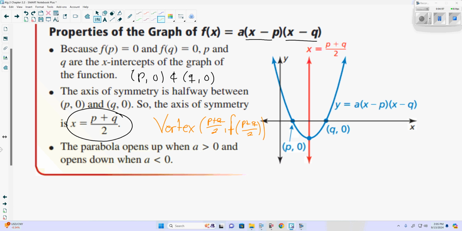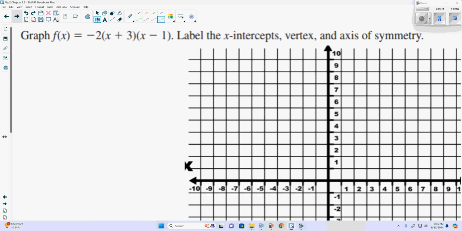So to find the information we need, we really just need to find the values of p and q, and then calculate p plus q over 2 and f of p plus q over 2. And once we have that, we have everything that we need for these here. So if we look at this example problem, we're given the function f of x equals -2 times x plus 3 times x minus 1. We want to find the x-intercepts, the vertex, and the axis of symmetry.